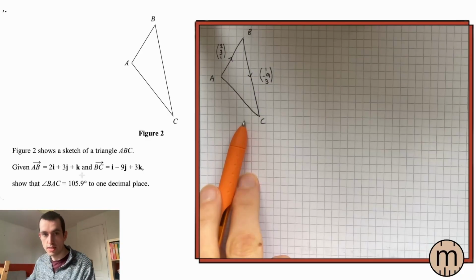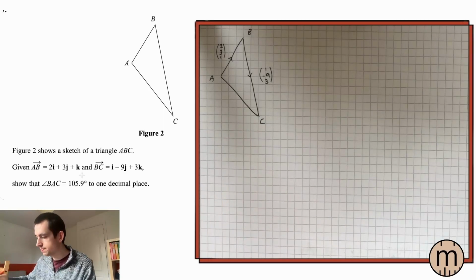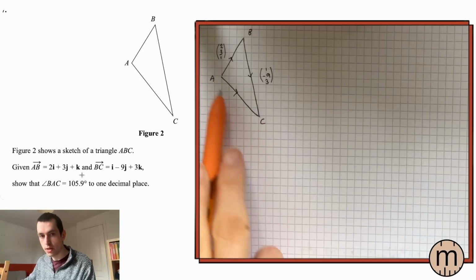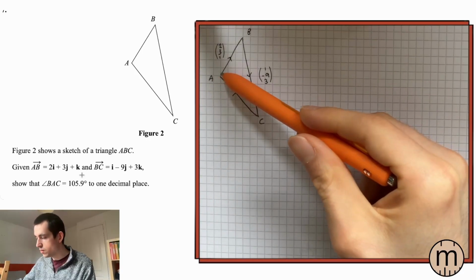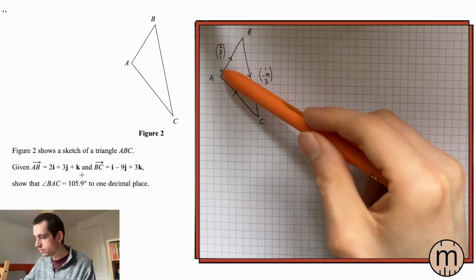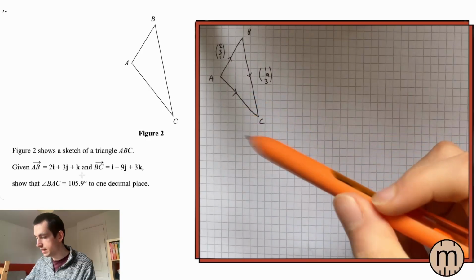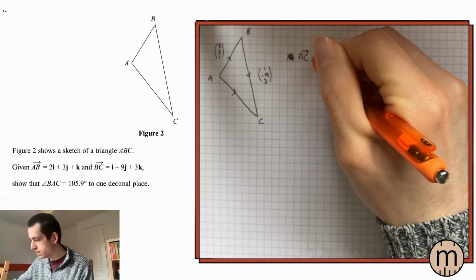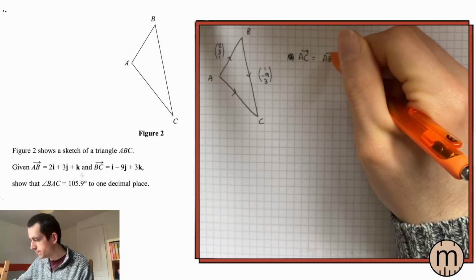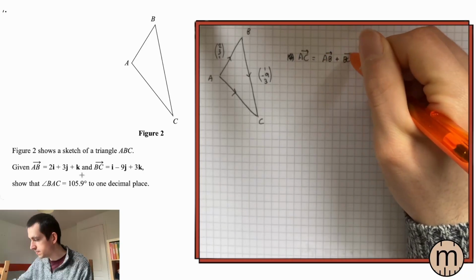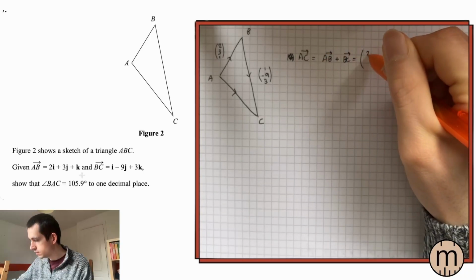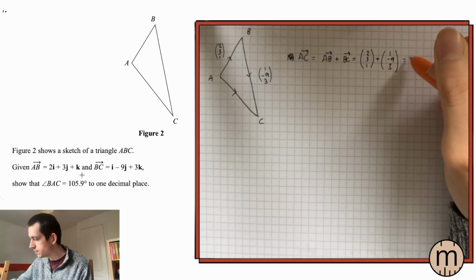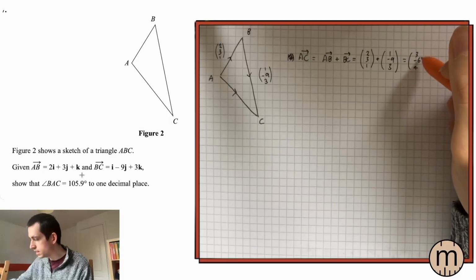Notice we don't have the third side of the triangle. Let's find that. How do you get from A to C? There's no way that we can go this way, so we have to go around the houses via AB and BC. And that's exactly what we'll do. AC will be AB plus BC. So (2, 3, 1) plus (1, minus 9, 3), which is (3, minus 6, 4).